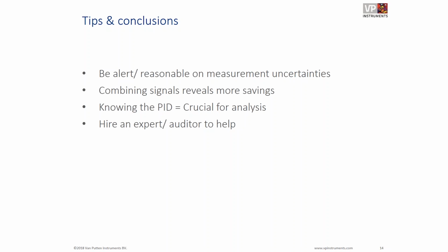If you combine signals, you can reveal more savings potential, and you can reveal more issues. And in many cases, it's important to know the process and instrumentation diagram before you can do a good analysis of the system. And when it's time to really optimize, you should hire an expert and/or auditor to help you. Or if you need any help with analyzing the results, hire an expert, maybe also on a particular part of the equipment, to come to the right conclusions.